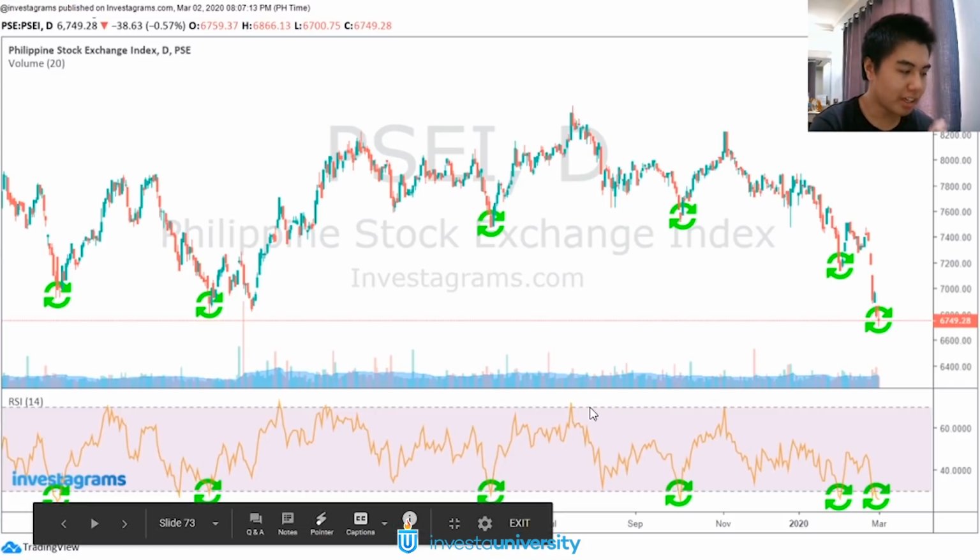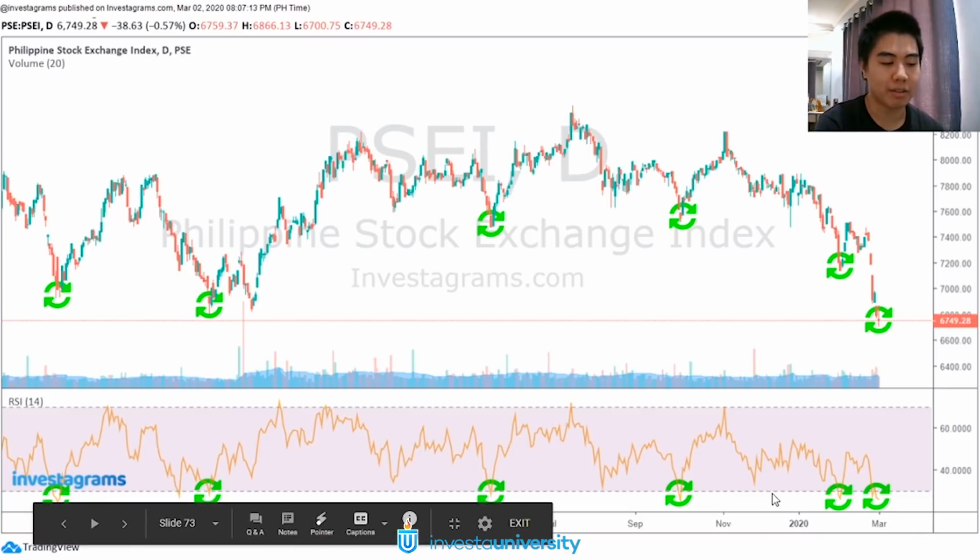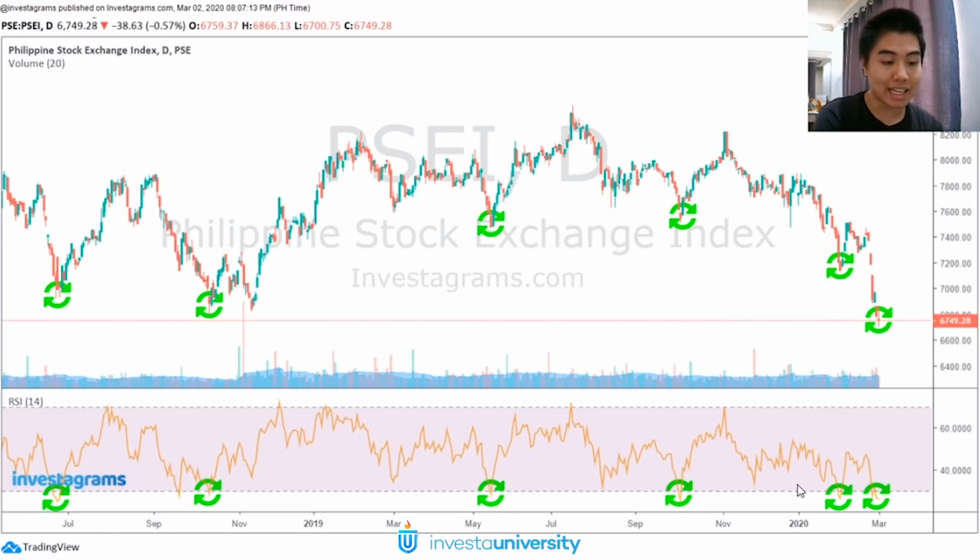So, alright. If the RSI goes below 30, yung 30 levels, or basta itong linya to, I believe that's 30 or 25, we can deem that level as oversold, meaning na sobra na yung benta, right?